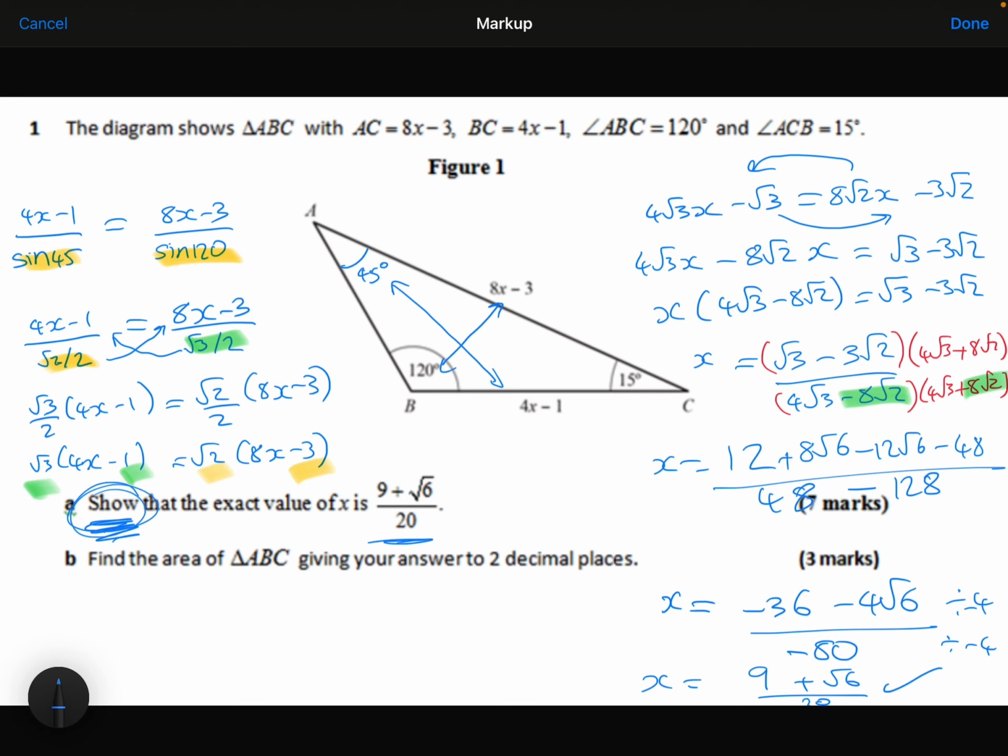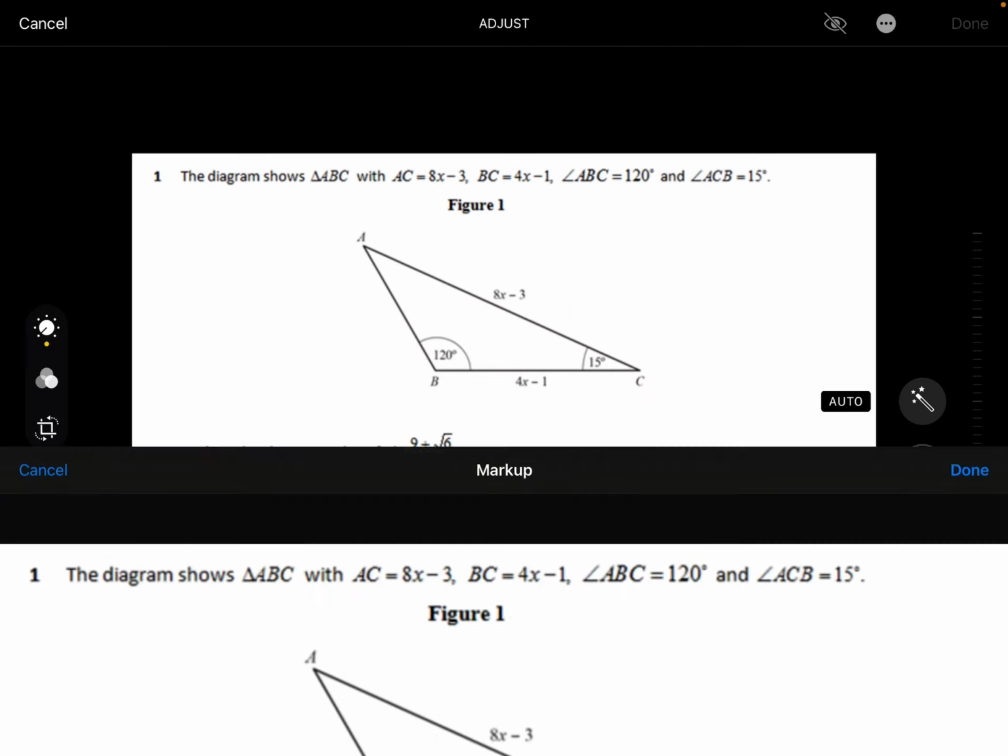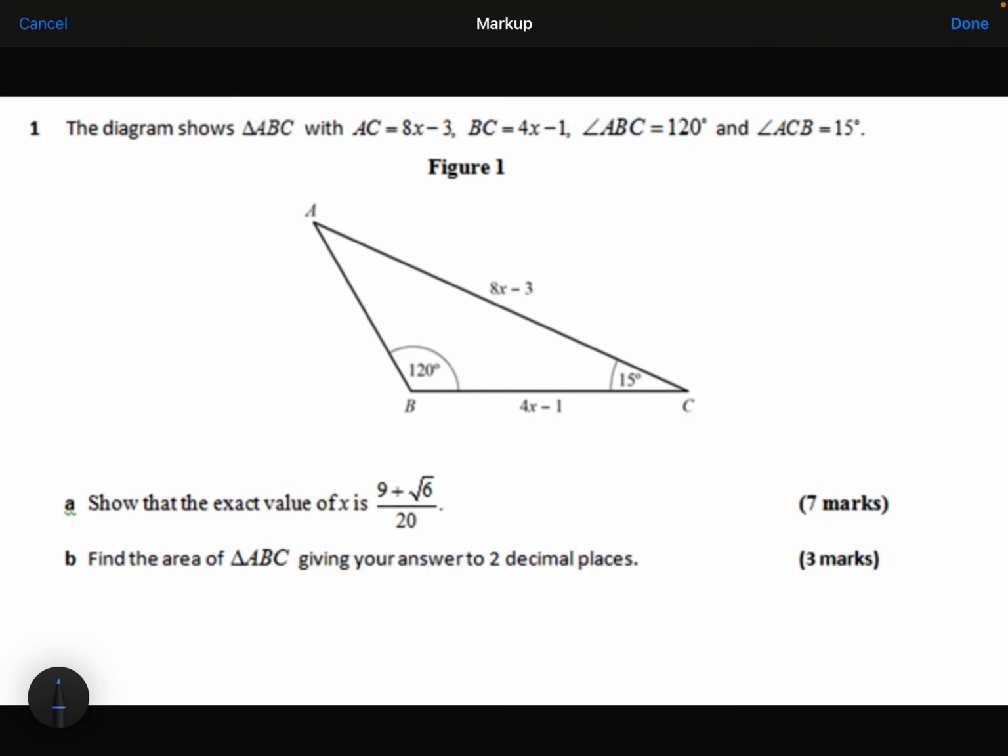Part B. Find the area of triangle ABC. So for that, I'm going to use the formula half ab sine C, where C has to be the angle that's in between the sides a and b. So these are my sides a and b. This is my angle C.